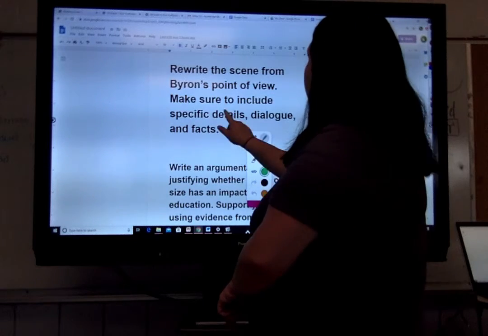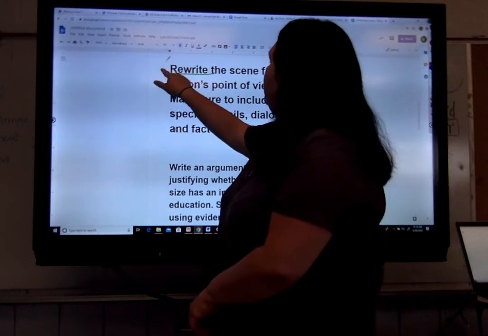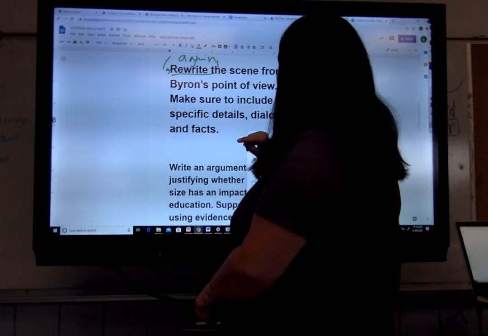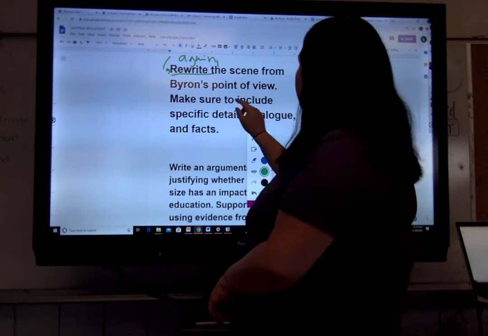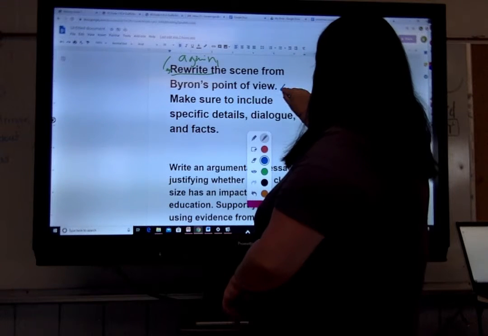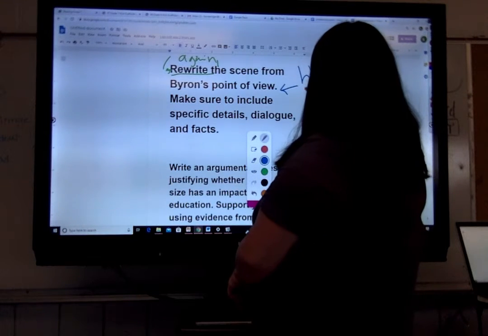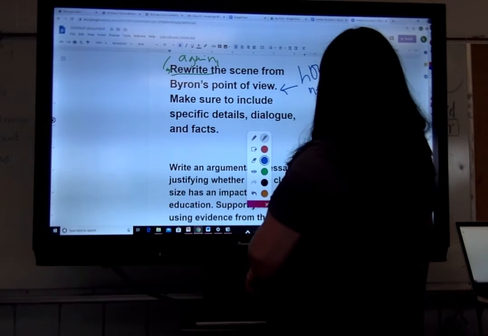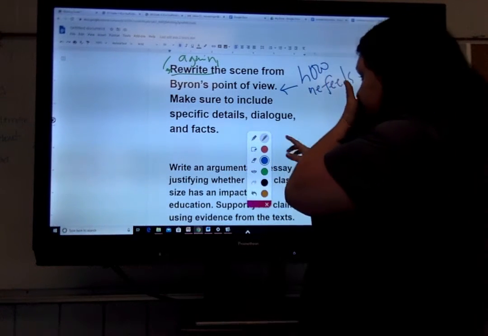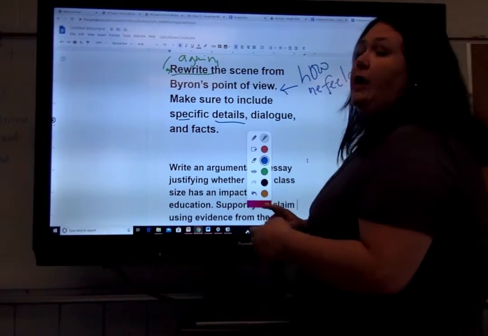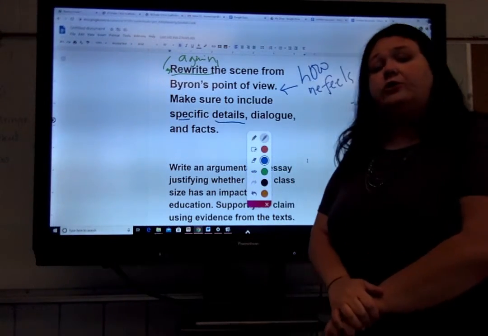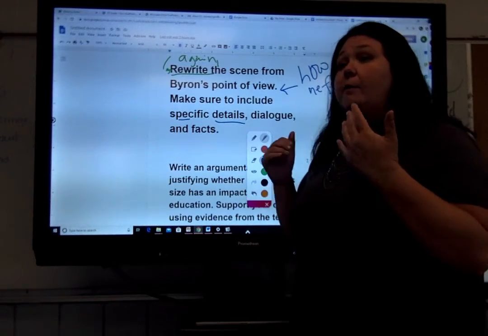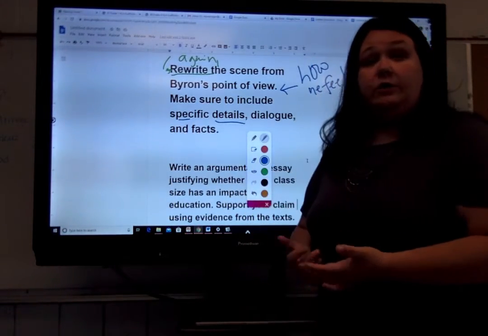All right, so rewrite, we know that re means again. Okay, the scene from Byron's point of view. That means how he feels. Okay, that's what we're talking about there. Specific details. So what it means by specific details is you're looking for those things in the text. Maybe it said something specifically about Byron.